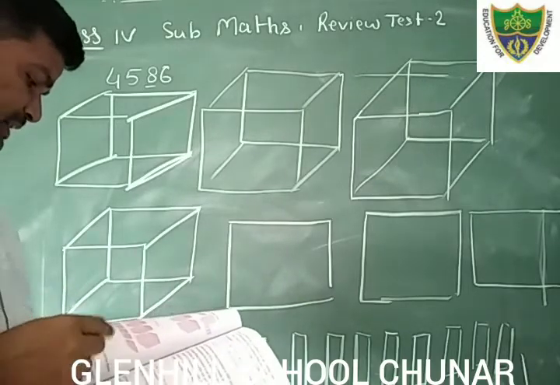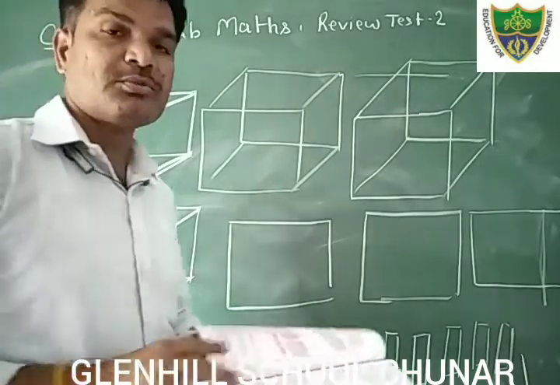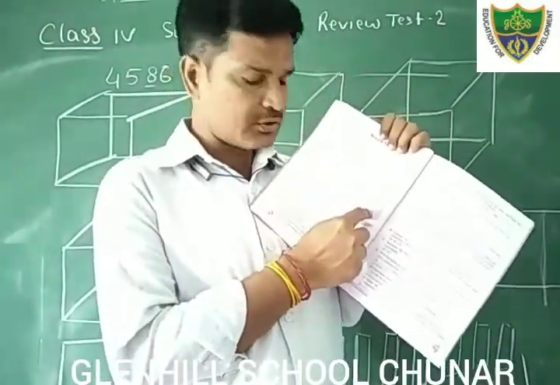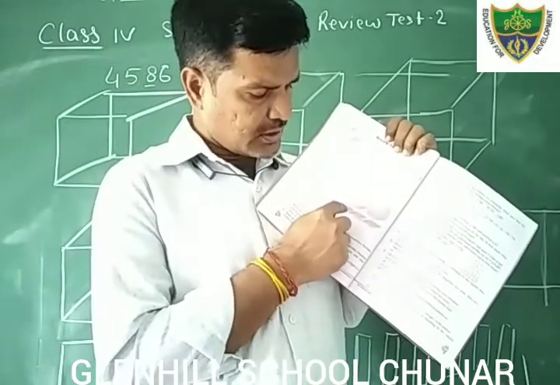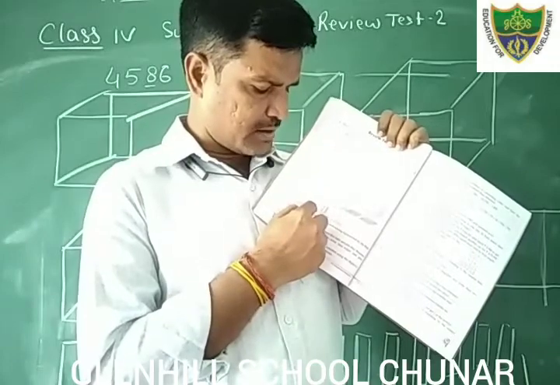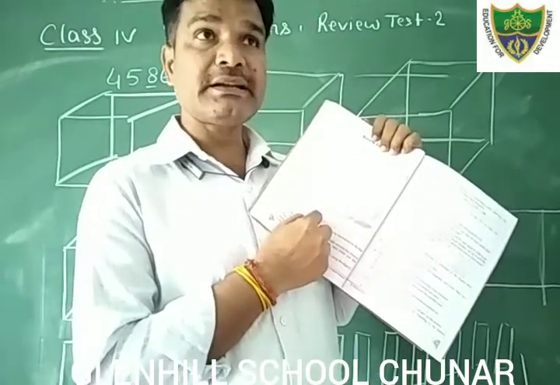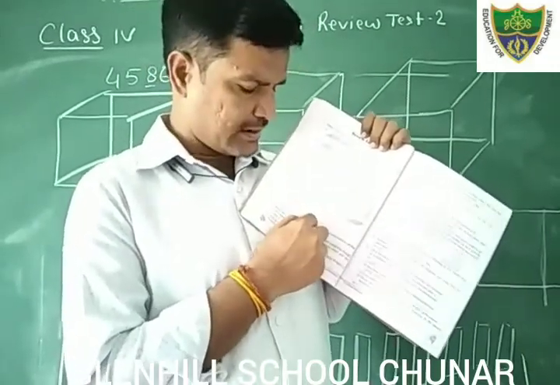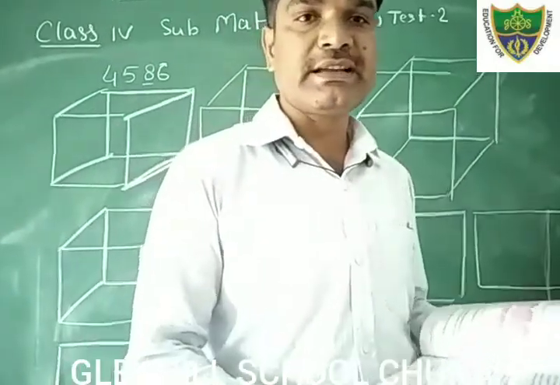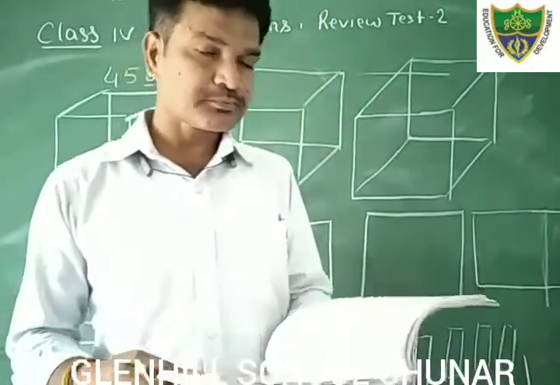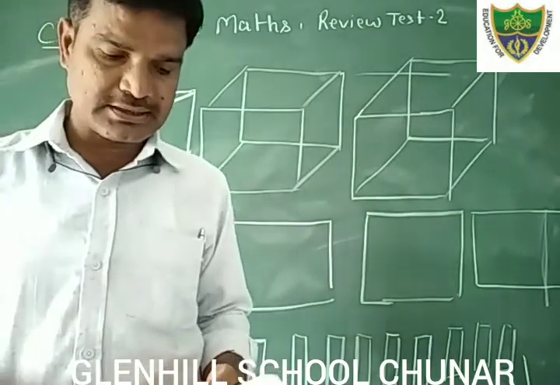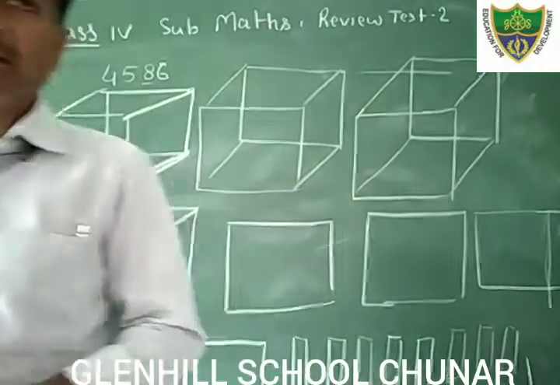So picture C, you can observe that in this picture C there are 1, 2, 3, 4000, 1, 2, 3, 4, 5, 500, 1, 2, 3, 4, 5, 6, 7, 8. That is 8 tens, that means 80, and there is 6. So picture C shows 4586. Clear?